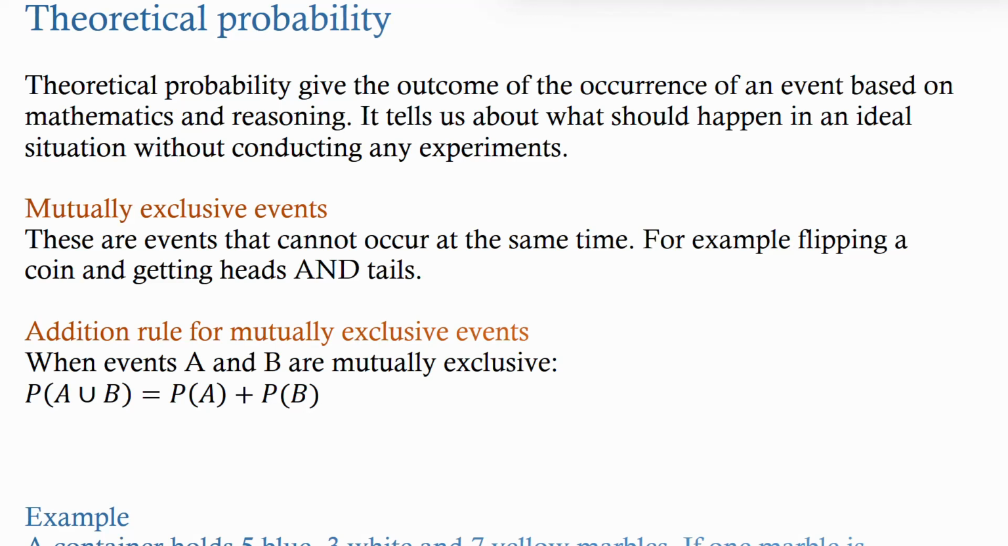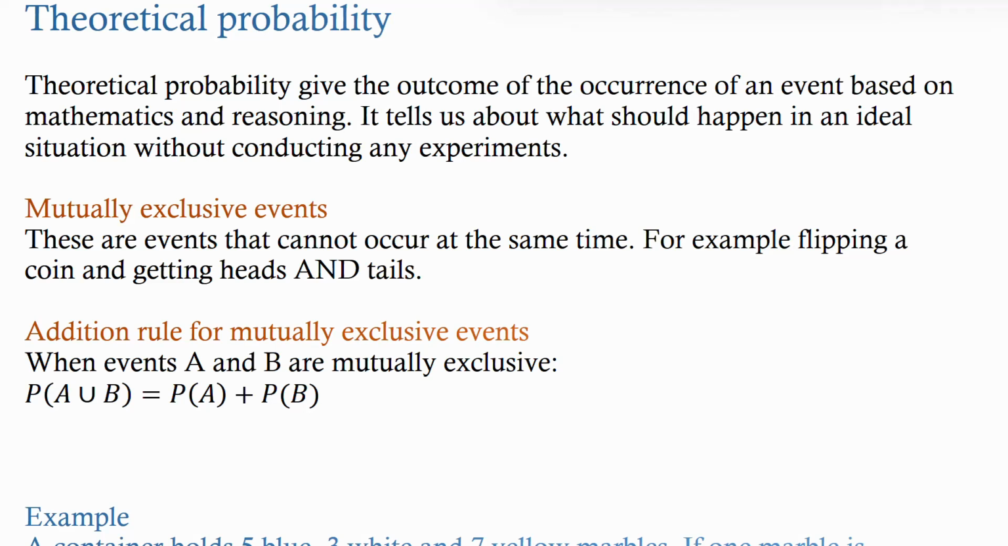Now, these are events that cannot occur at the same time. So if I'm using my coin toss here, for example, if you flip that coin, getting heads and tails, you can't do it. So flipping a coin is a mutually exclusive event. You cannot get both heads and tails at the same time. Another thing we want to introduce is your addition rule for mutually exclusive events.